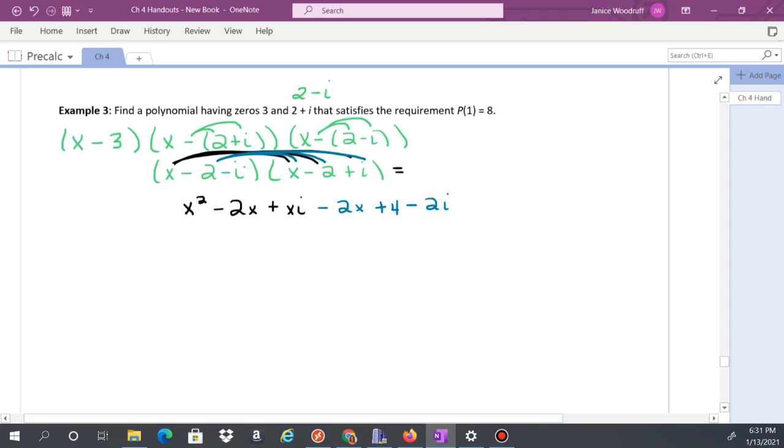All right, then negative i times x, negative xi. Negative i times negative 2 will give me a positive 2i. And then negative i times positive i gives me a negative i squared, which I could just go ahead and immediately take that and make that a negative 1. So negative, negative 1, which becomes positive 1.